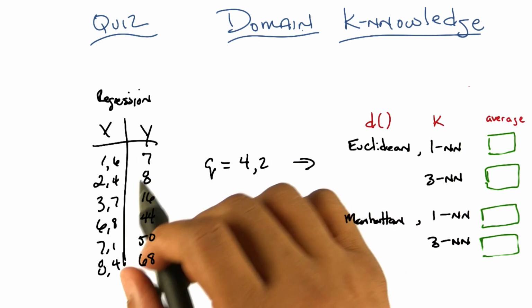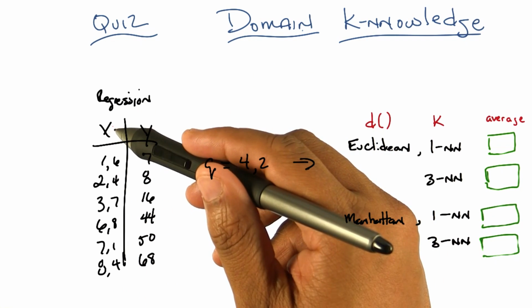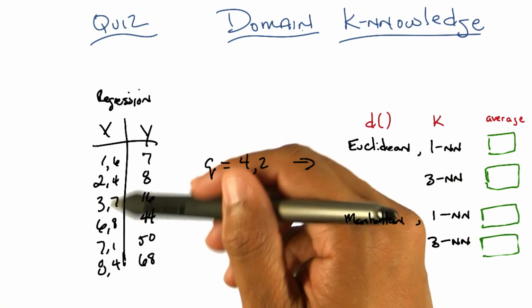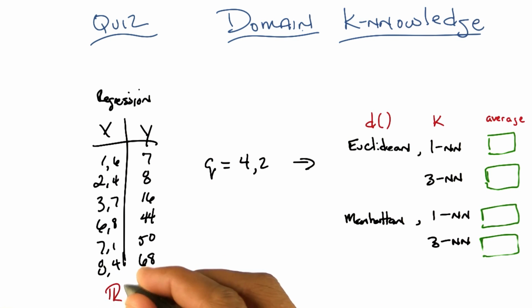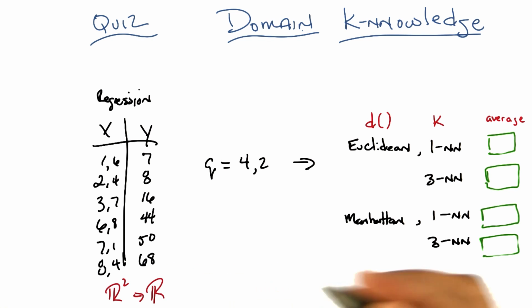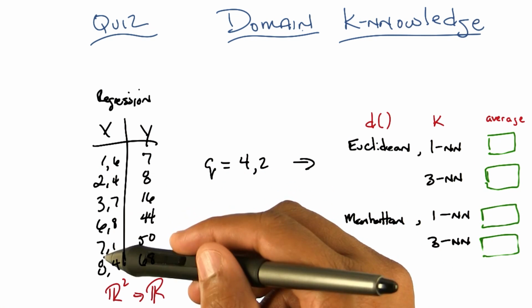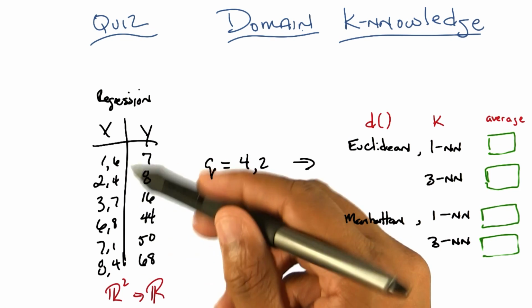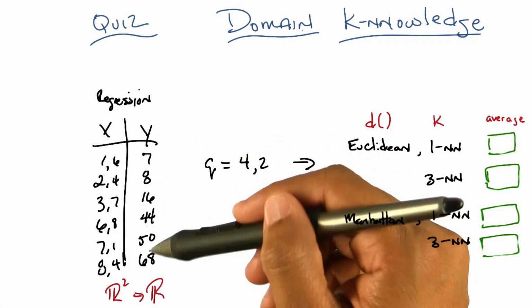So what I have over here on the left is training data. This is a regression problem. And your training data is made up of XY pairs. X is two-dimensional. Okay? So this is a function from R squared to some value in R1. So the first dimension represents something, and the second dimension represents something. And then there's some particular output over here.